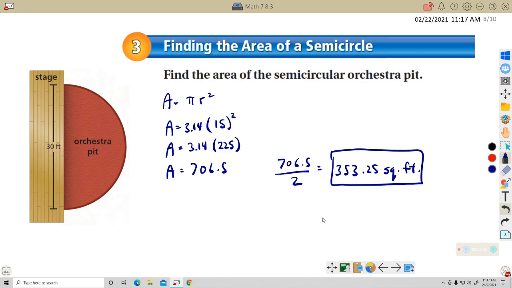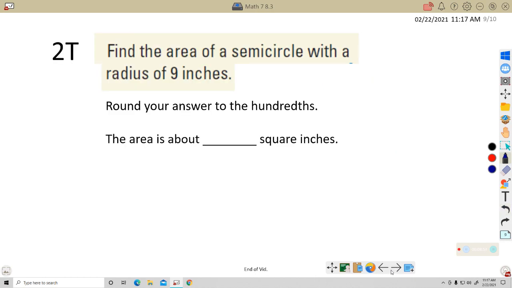The idea is the same as when we did circumferences. You just take the whole circle and divide it by 2, because semi means half. Try this one. You can pause it here, but this is the end of the video. Put your answer in at the end of the video, and again, the units are already given to you here, so don't worry about putting the units into your answer. Just put the numerical part.